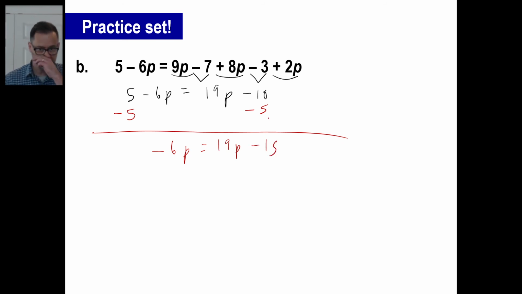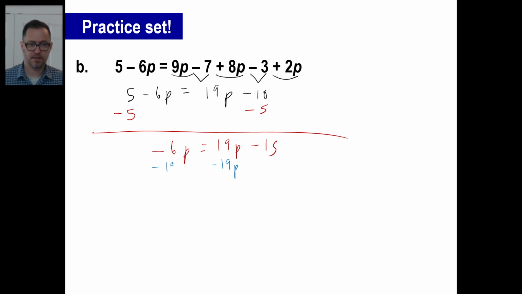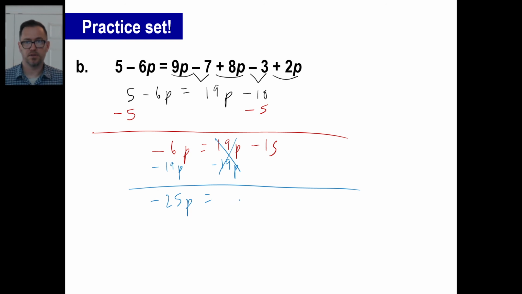There we go. Okay. I do not want that p on the right side. It annoys me. So I subtract it, which means I subtract it over here as well. There we go. And negative 6 minus 19 is negative 25. That is gone, so it doesn't annoy me anymore. That's negative 15. All right, there's only one thing left to do. 1.5 things left to do.